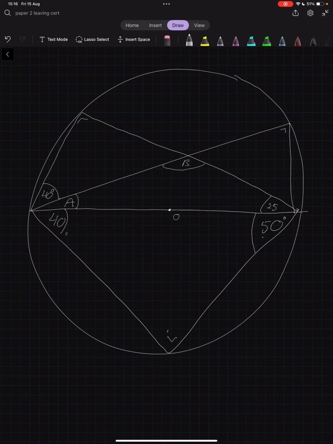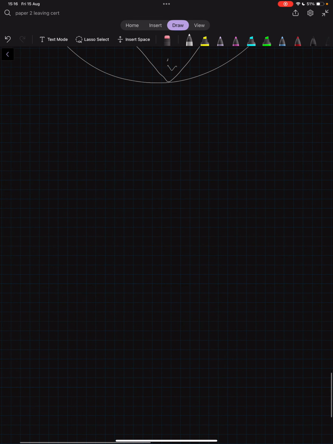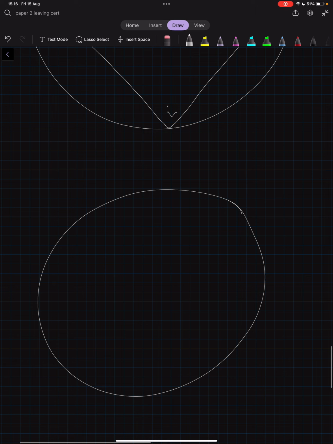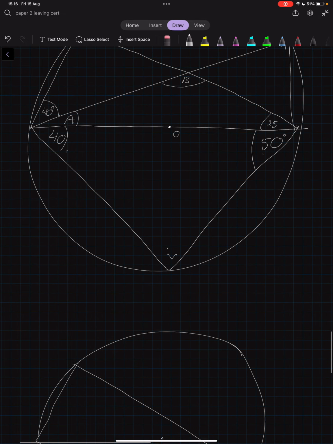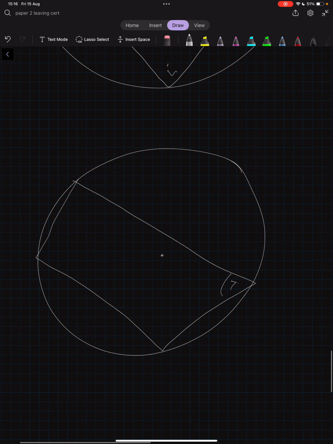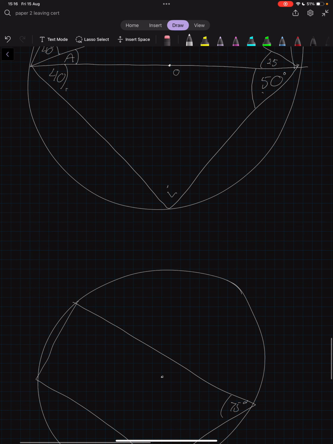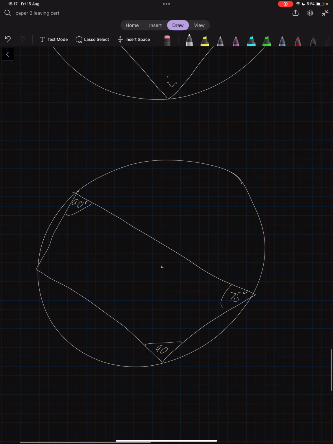Now, I'm just going to redraw the bit that we actually care about. So what we have is a quadrilateral containing the center point O. On the right, we have 75 degrees. On the bottom, we have 90. On the top left, we have 90. And here then, we have 80 plus A.